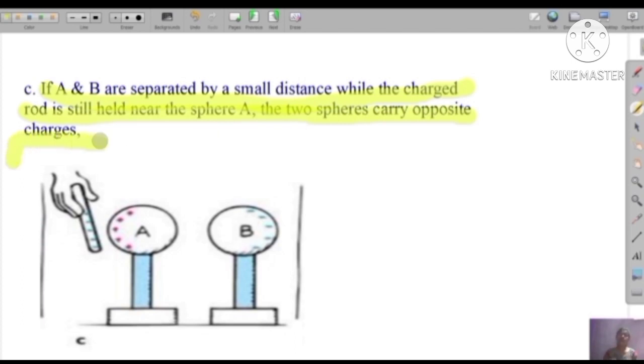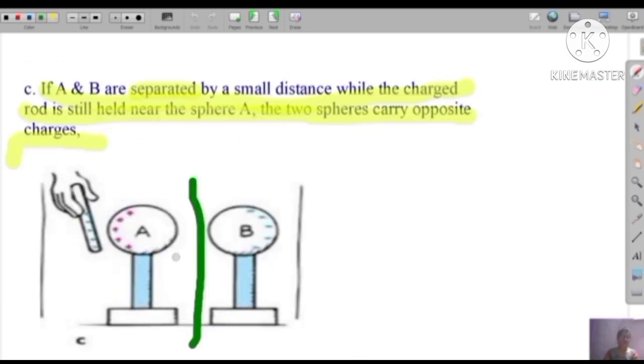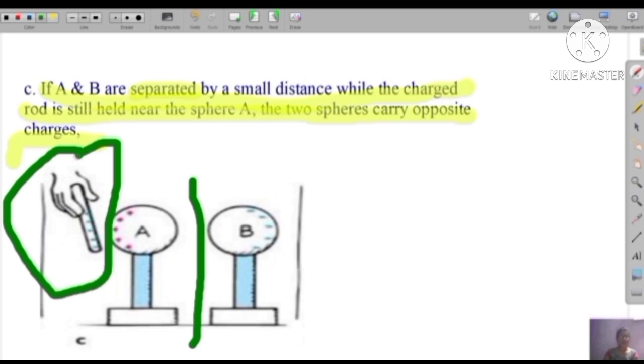To make the two bodies completely charged individually, what are we going to do? We are going to separate the two bodies. Here we have separated. If you observe the previous picture, there was no separation, and now there is a separation. But here, the same charged rod was kept as it was near A. By keeping it as it is, we are separating the two charged bodies. Now body A will be completely positively charged and body B will be completely negatively charged.